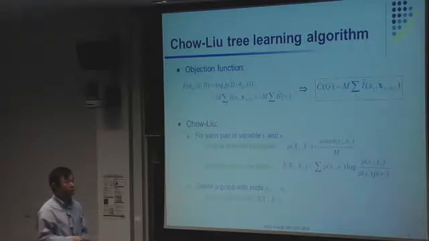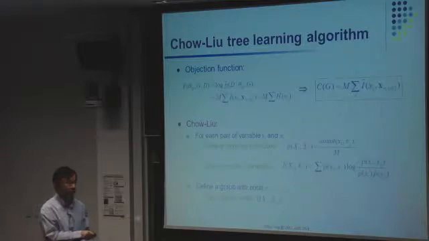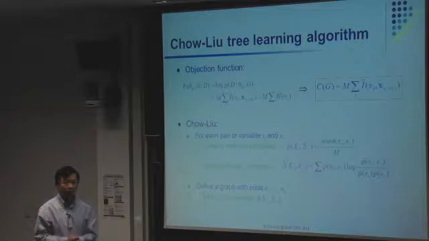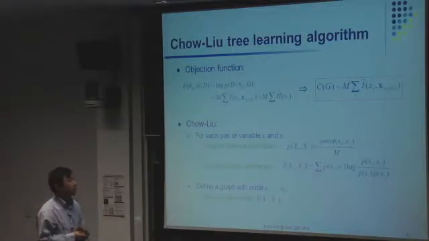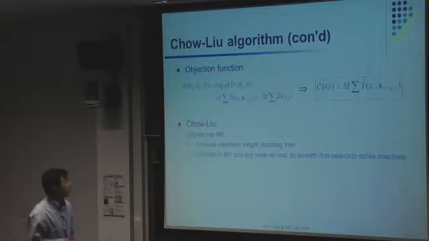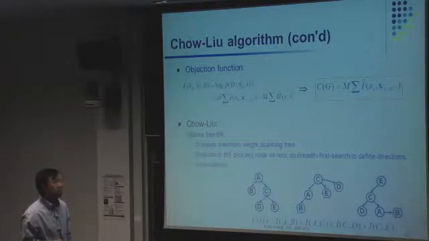You only need to know how to compute mutual information from the data based on these two equations. And then you need to know a maximum spanning tree algorithm, like Prim's algorithm or any other algorithm. Okay, so that basically gives you the optimum Bayesian network, and it is guaranteed to reach optimality after you finish this procedure.